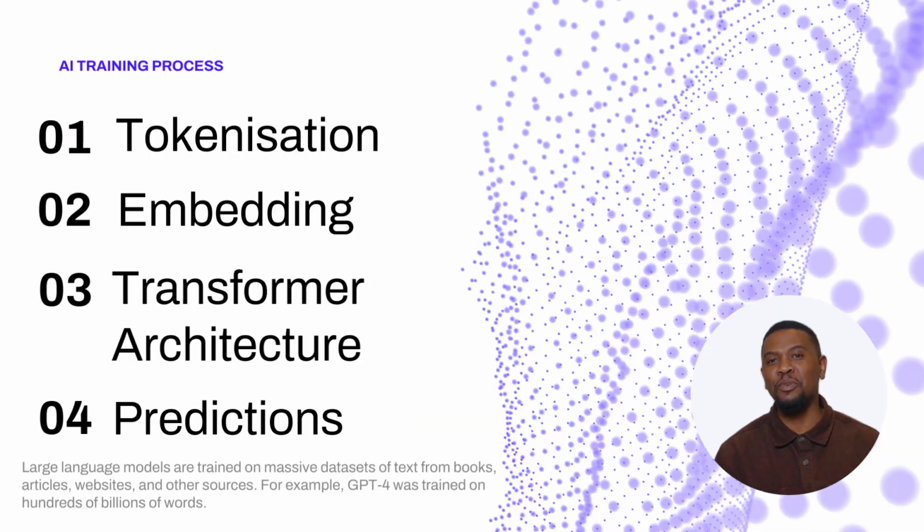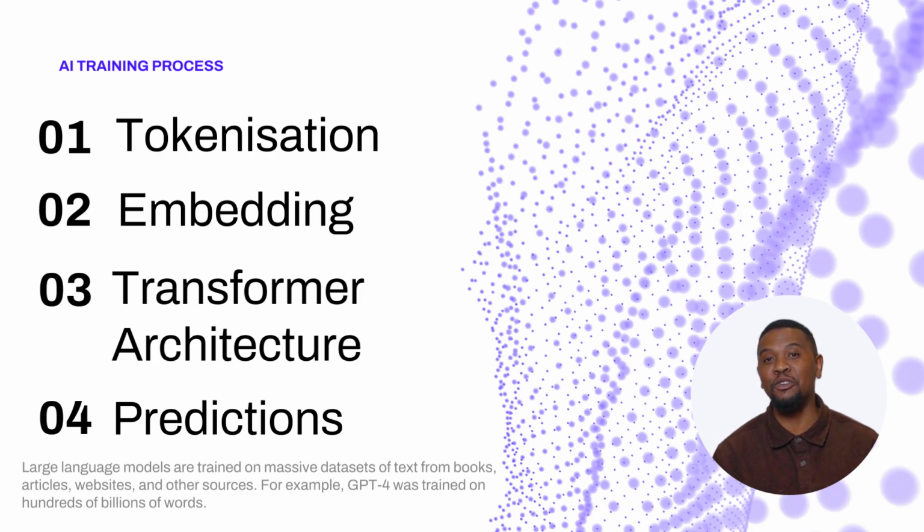When we interact with tools like ChatGPT, it can seem almost magical how they generate human-like text. But there's no magic involved, just a lot of data, pattern recognition, and probability. Large language models are trained on massive datasets of text from books, articles, websites, and other sources. For example, GPT-4 was trained on hundreds of billions of words. During training, the model learns patterns, relationships, and structures in language.